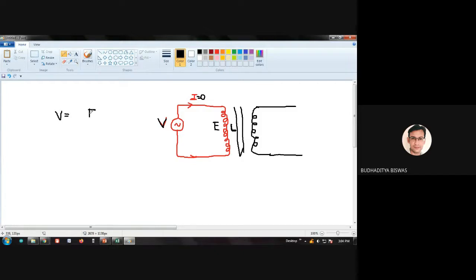Now according to Lenz's law, what will be the polarity of this E? The polarity of E is such that it tries to oppose the current flow through it. That means at a particular time, if this one is positive, because AC doesn't have a fixed direction, but has a positive and negative direction that continuously changes, then at a particular moment if this side is positive, that side also becomes positive. So we can write V equal to minus E. You know why this minus sign is there? Because these two things oppose each other.